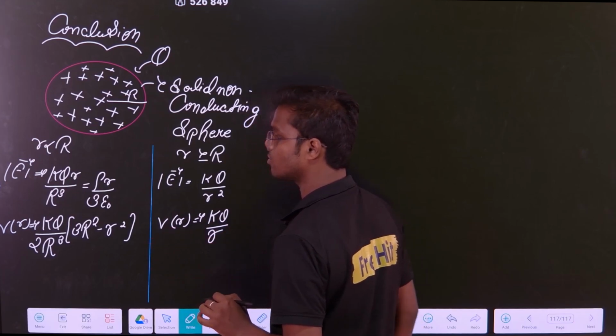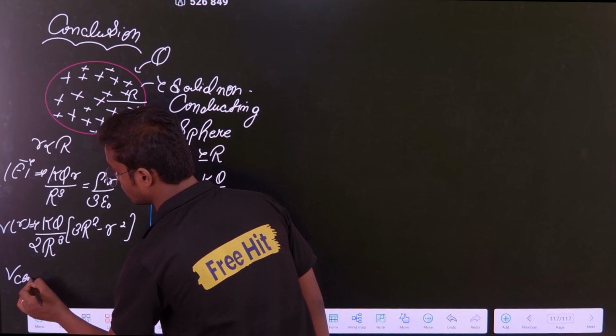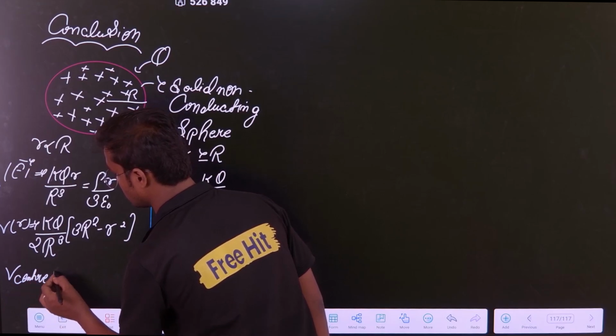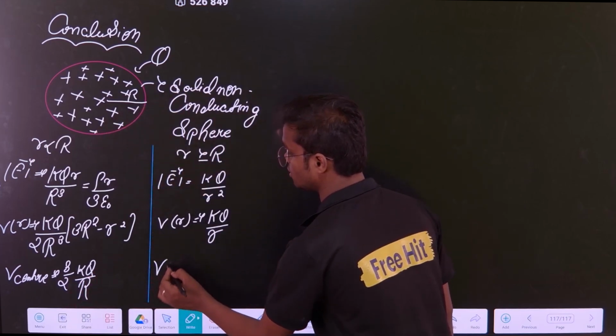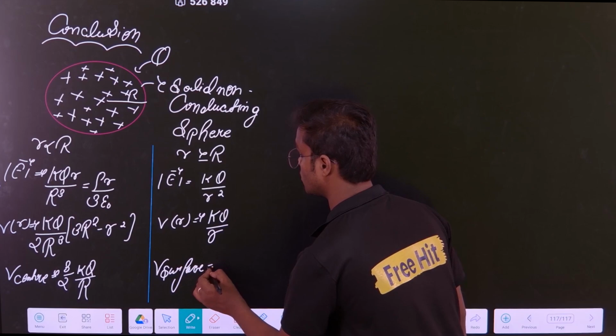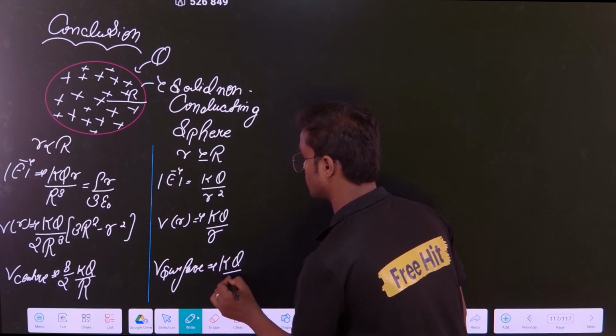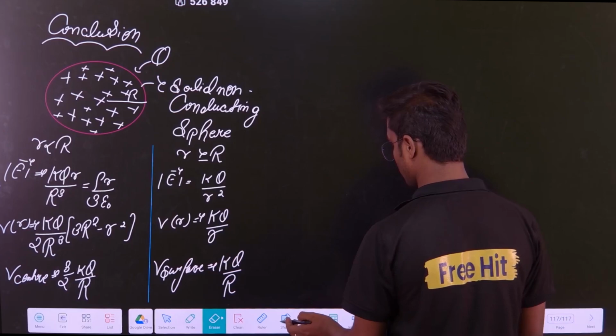And what is the most important thing? That is the potential at the center. At center it is 3 by 2 of kQ by capital R. And what is the potential at the surface? The surface potential we have got is kQ by capital R. So what is the diagram we can draw from here?